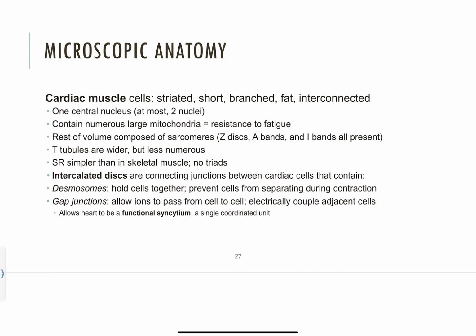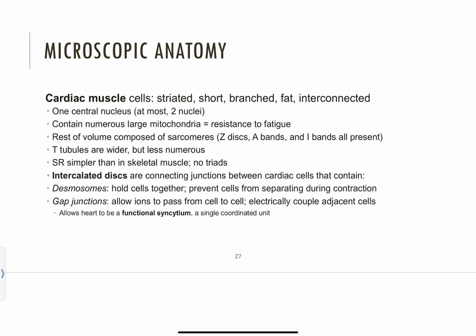And if you remember the function of this organelle from A&P1, it's the site of cellular respiration whose end goal is to produce huge amounts of ATP. So this is going to help provide high resistance to fatigue and allow the heart to beat continuously without tiring.